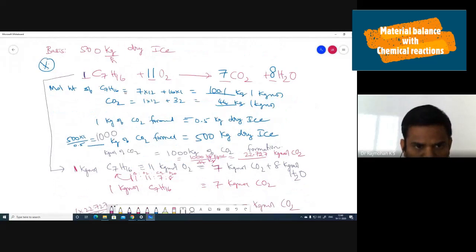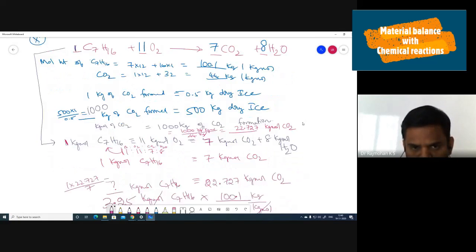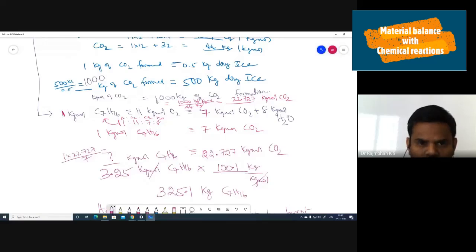First we take that 500 kg of dry ice. To get 500 kg of dry ice, we want 1000 kg of CO2 to be formed, and we converted that 1000 kg of CO2 into kg moles. So the amount of carbon dioxide to be formed is 22.727 kg mole of CO2.